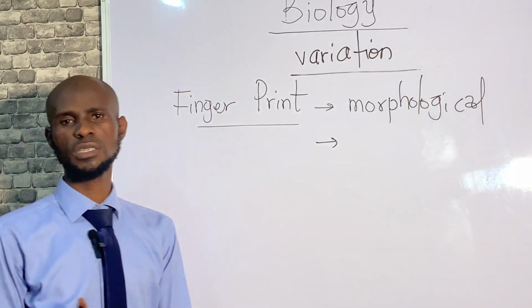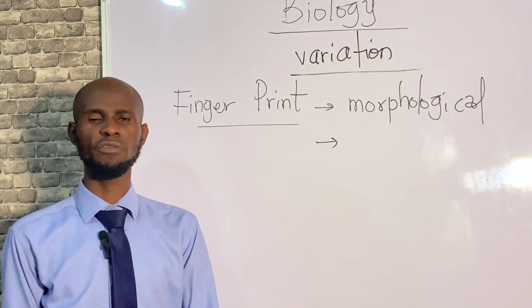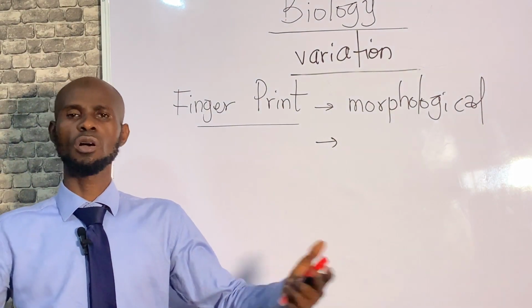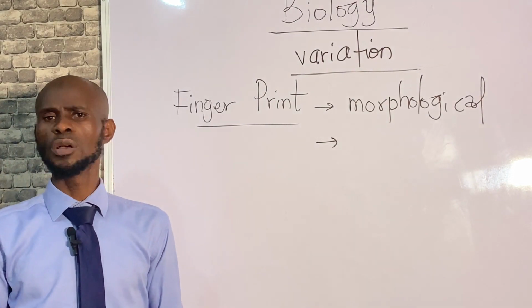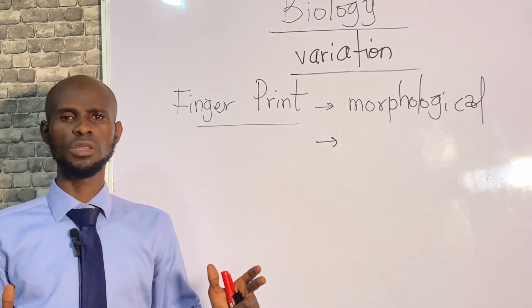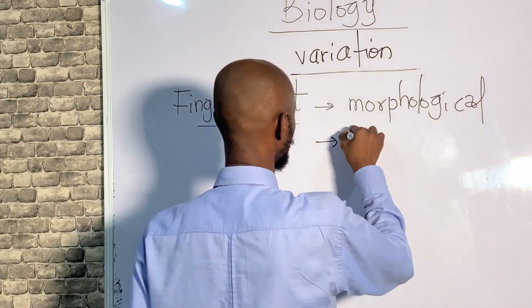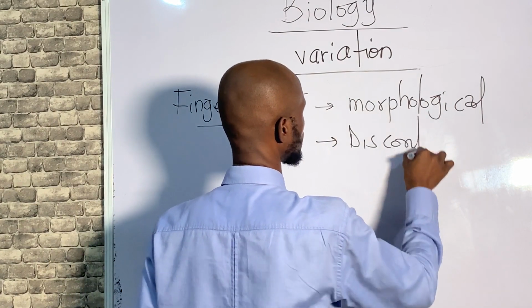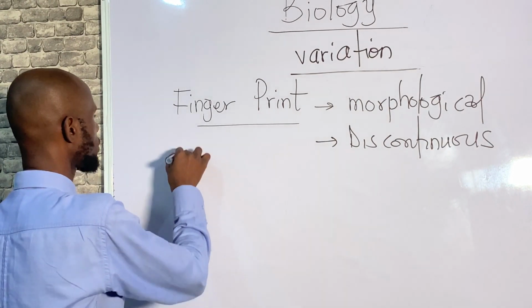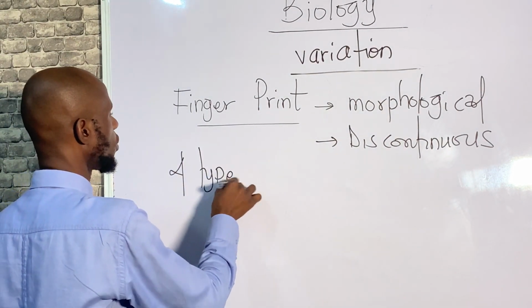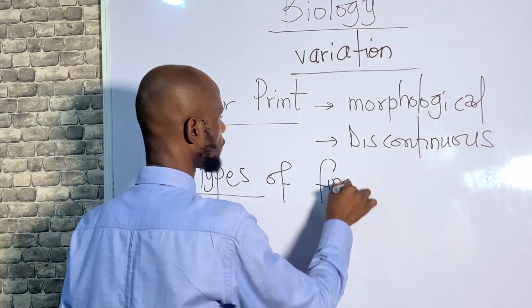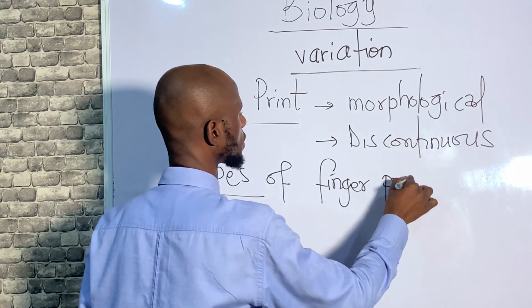Now, fingerprints, is it continuous or discontinuous? That is, do we have extremes, gradations and transitions between two extremes, or we don't have gradations and transitions? Yes, we have four major types of fingerprints, so we don't have transitions. So we say it is discontinuous variation. Now let us look at the four types of fingerprints.